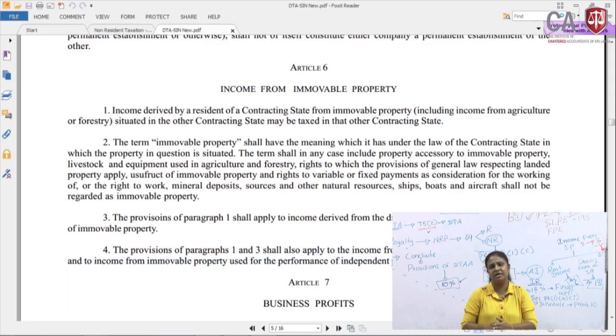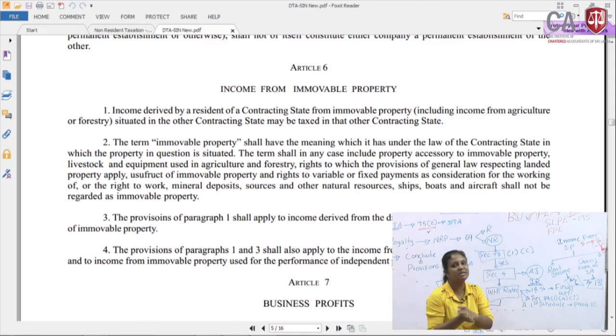Who is independent personal services? It is like a consultant. In this article, there are two services. One is dependent personal service, the other is independent personal service. Dependent means I am providing my service, but there is a person at the upper level, which is employment income, a dependent personal service. Freelance consultation, likewise consultancy: if I am a consultant, I am an independent person. I think Article 6, income from immovable property, is clear.